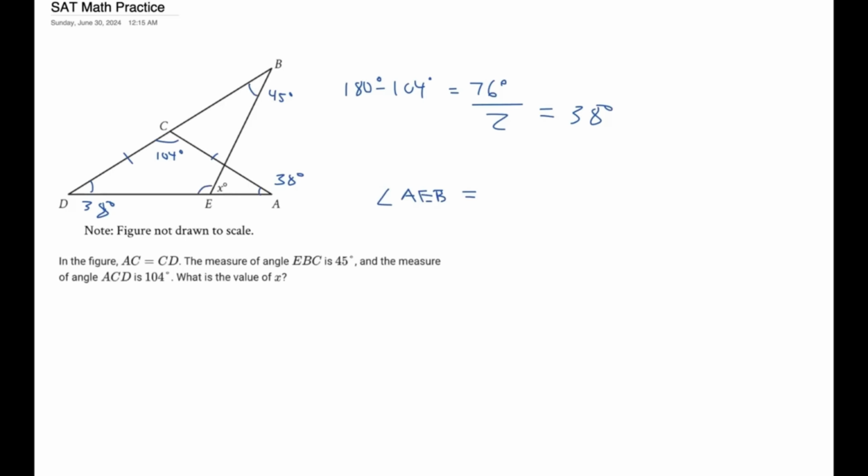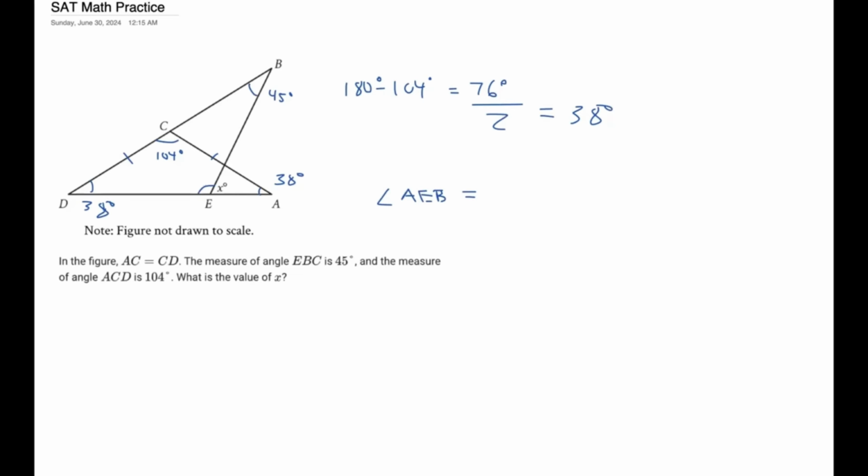So if you find this angle right here, angle DEB, whatever that is, if we find that value, then we can just subtract 180 minus that value, and then we get whatever X is going to be. So is there a way to find angle DEB?